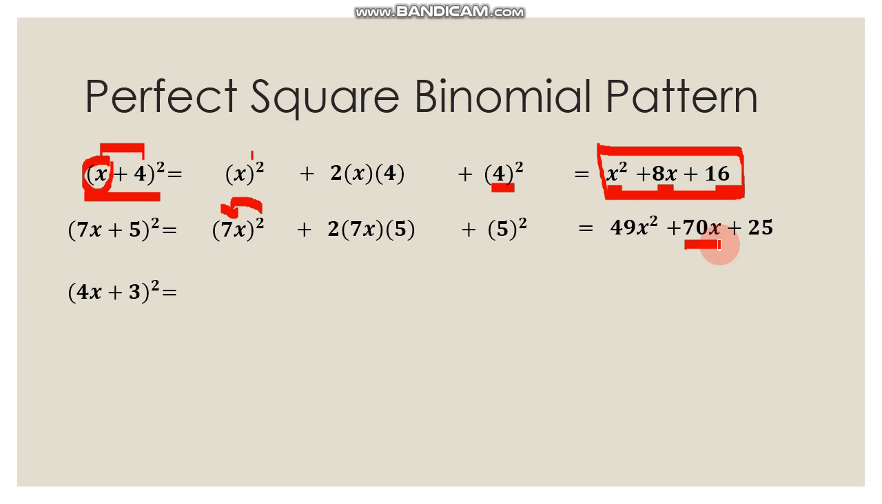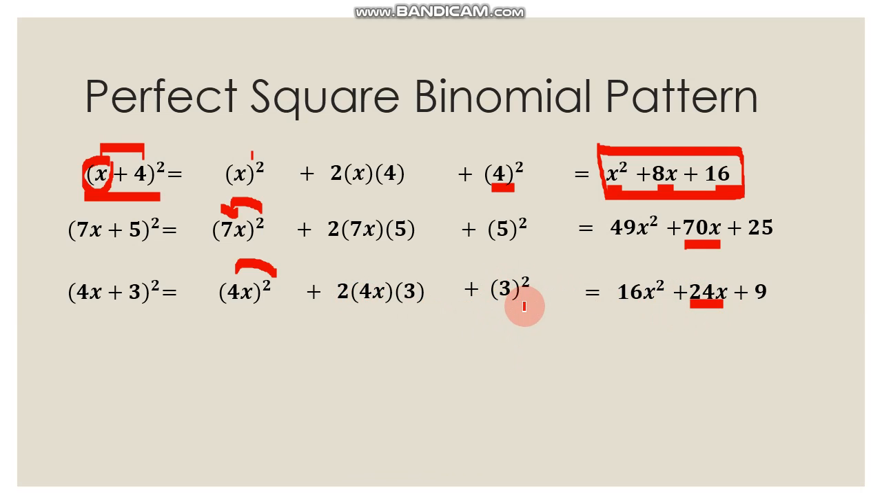Another example, the square of 4x plus 3. Again, square the first term, twice the product of the two terms, and square of the last term. Simplify. 4 times 4, we have 16. x times x, x squared. And 2 times 4x times 3, we have 24x. And 3 times 3, we have 9.